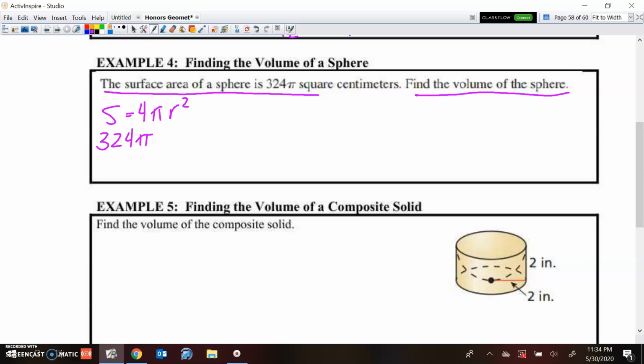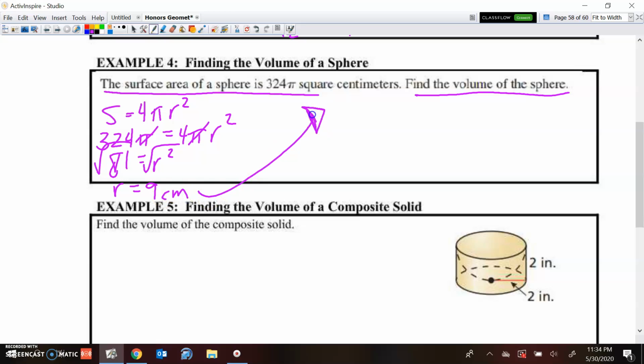324 pi is my surface area, equals 4 pi r squared. My pi's are going to cancel. 324 divided by 4 gives me 81. So that means that my radius is 9. And we're talking in centimeters here.